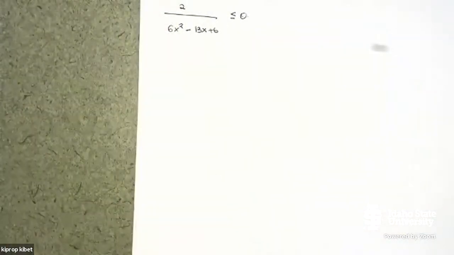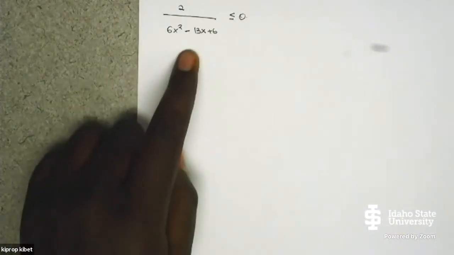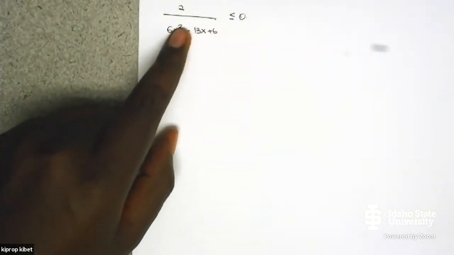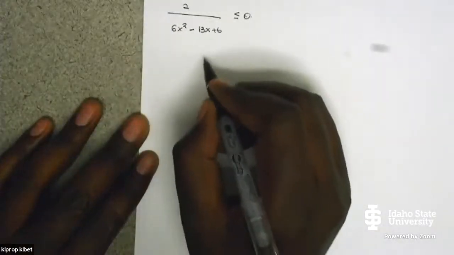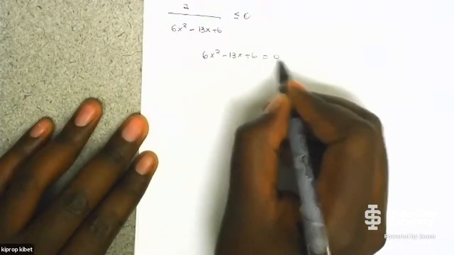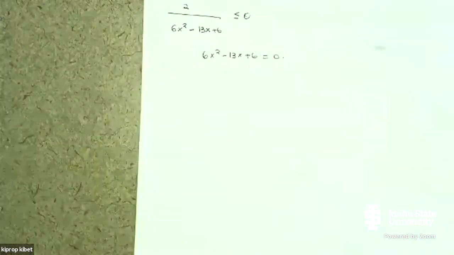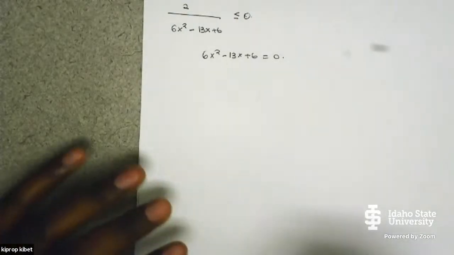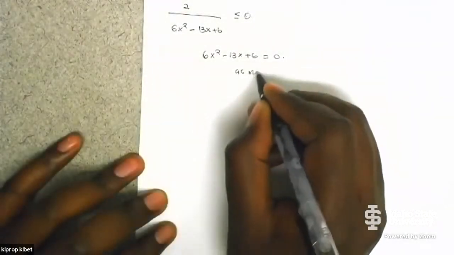Now, again, we do the same thing for this. So we need to equate the denominator to be equals to 0. So we have 6x squared minus 13x plus 6 to be equals to 0. And then we solve the values of x. So is that a perfect square? It's not a perfect square. So we look for the two numbers in which the product is 36. So we use the AC method.